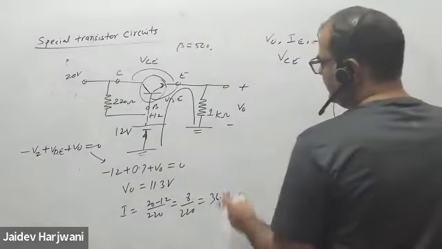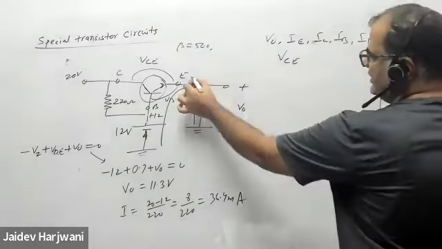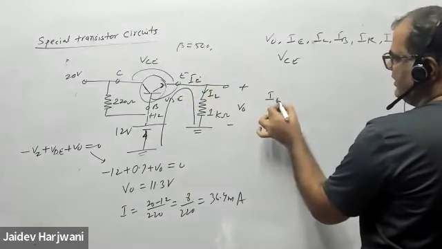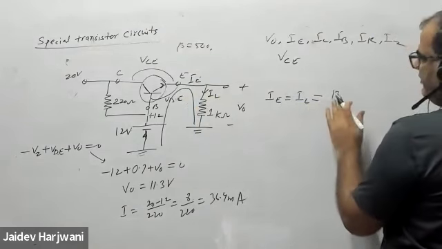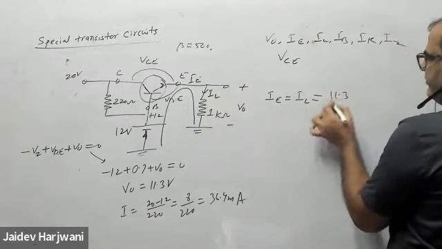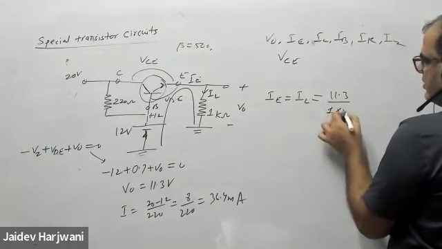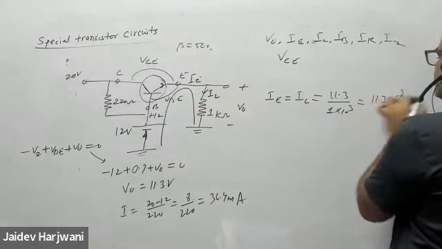Once you know the V naught, 11.3, you know the IE or IL, both are the same. IE, IL is 11.3 divided by RL, which is 1 kilo ohm. That is 11.3 milliamps.